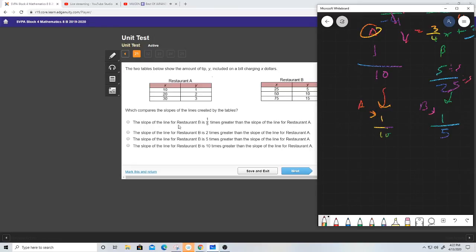The slope of the line for restaurant B is 1/5 times greater than the slope of restaurant A. Well, 1/5 would mean we are going to multiply slope B's slope by 1/5, which would be 1/5 times 1/5, which would be what? It'd be 1/25. So no.